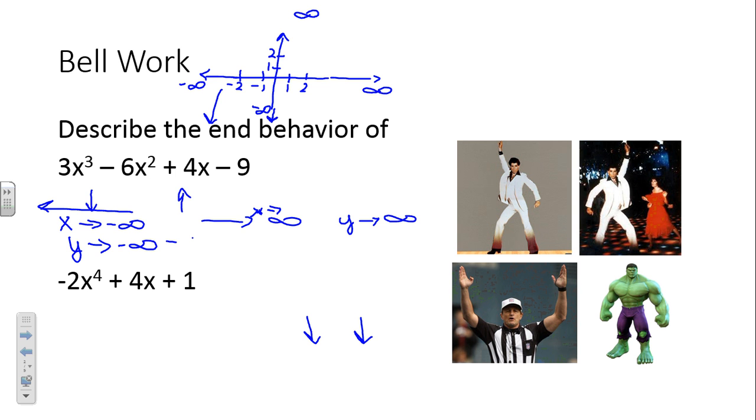Okay, so as x goes to positive infinity, as x gets really, really large, y is going to negative infinity. It's falling on the right-hand side. And as x goes to negative infinity, as it goes to the left, on the left-hand side, y is also falling. So it's going to negative infinity.